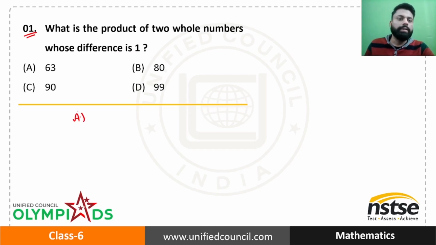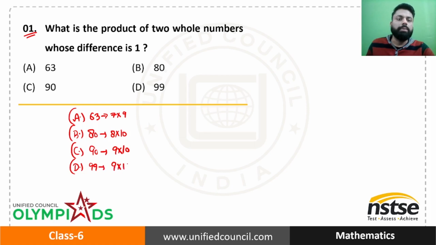So see, in this case 63 can be written down as 7 multiplied by 9. B option, 80 can be written down as 8 multiplied by 10. C option, 90 can be written down as 9 multiplied by 10. And D option is 99 can be written down as 9 multiplied by 11.